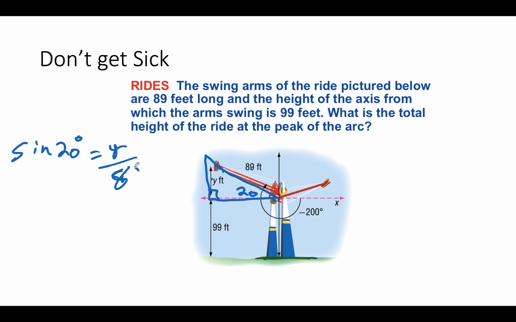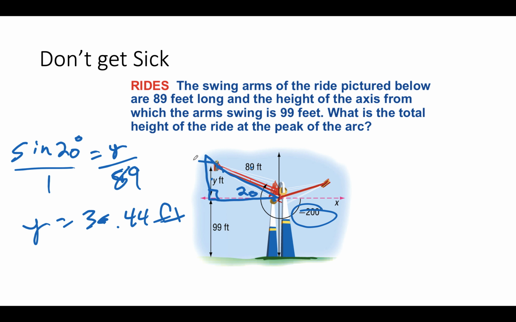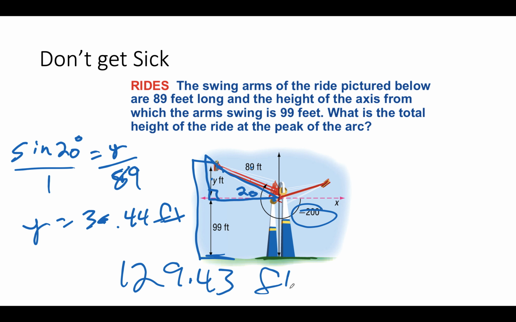And I'm just using regular SOHCAHTOA here. I got a 20-degree angle, and I got that from the 200. So I set up a proportion and solve. It's too late to cross multiply. 89 sine 20. And that gives me 30.44 feet. So how high is the water? Add on the 99. I get 129.43 feet high.